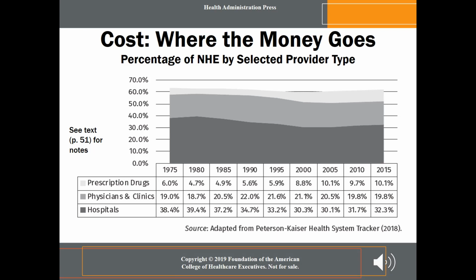So hospital, physicians and clinics, and prescription drugs account for approximately 62% of the national health expenditure. And these three groups have consistently accounted for roughly that same percentage, between 60 and 63%, for more than 40 years.